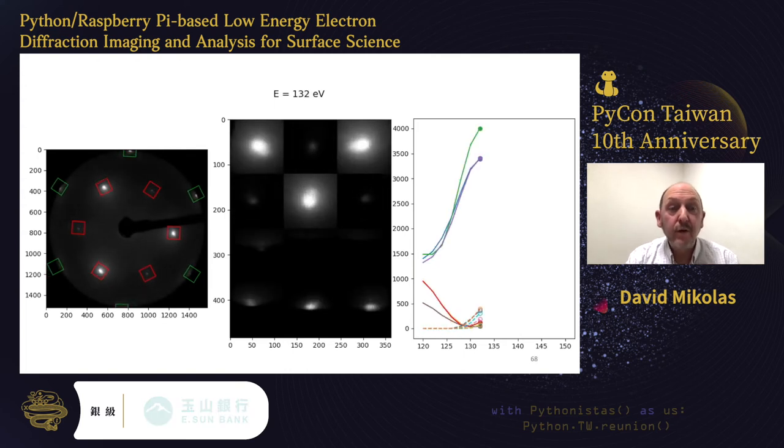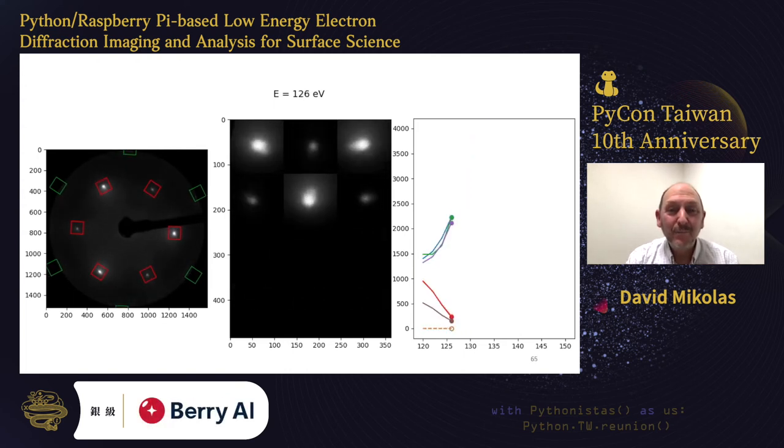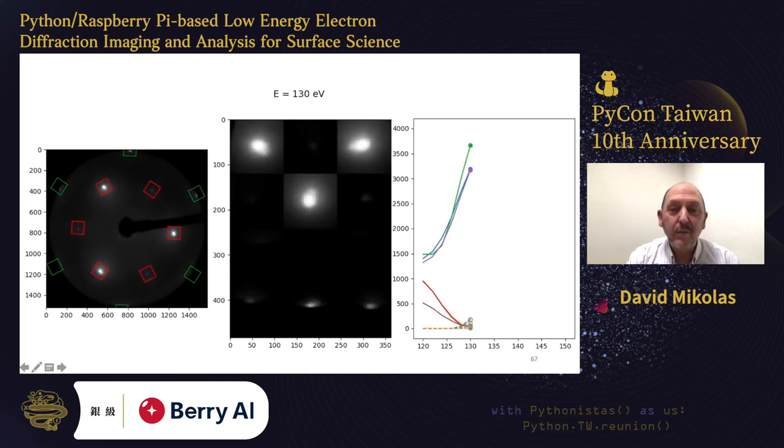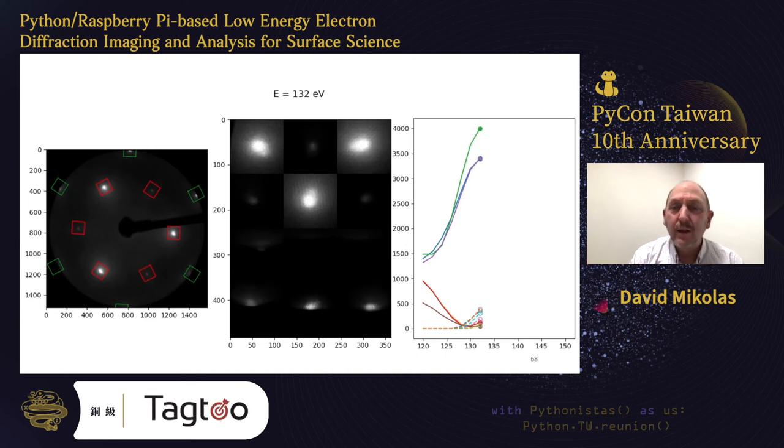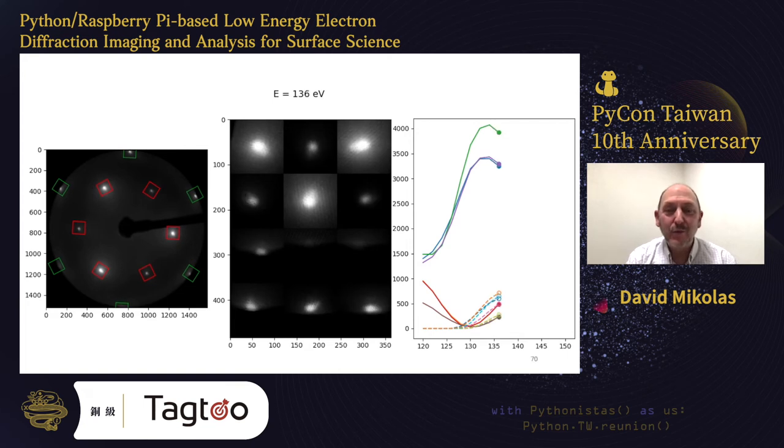And as we increase energy, we can see what started as 6 equal spots, 3 of them get brighter, 3 of them get dimmer. But notice here, the two of them are a little different than the third. And that's also the case here, that we have one that's not equal to the other two. And that's an alignment problem that we can use the real-time system to look at.